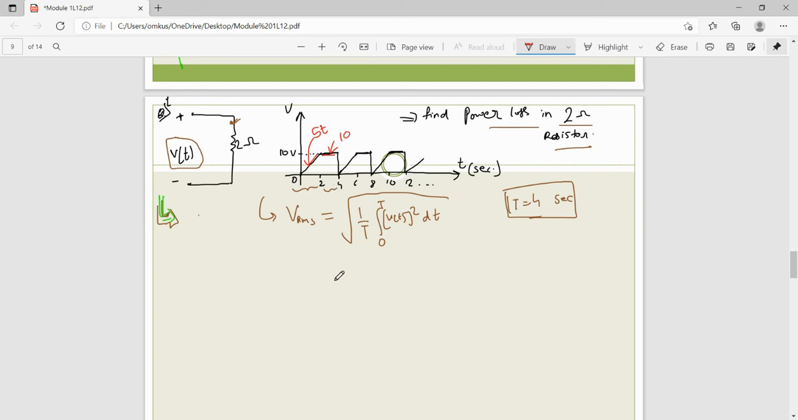Now put this value into your expression and solve it. When you put this value, you will find this is 1 by 4, which is the total time span, and break the limit, that is 0 to 2. And what is the value of this slope? It is 10t, right? So 10t, take the square of that, dt, plus 2 to 4, right?